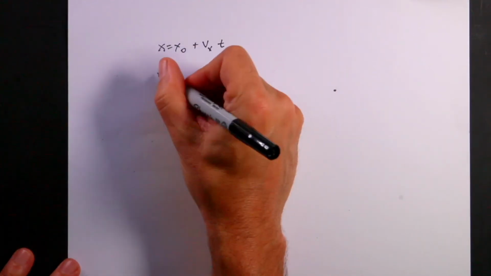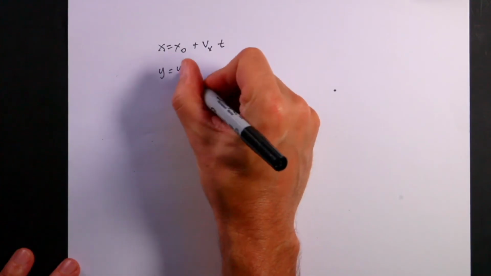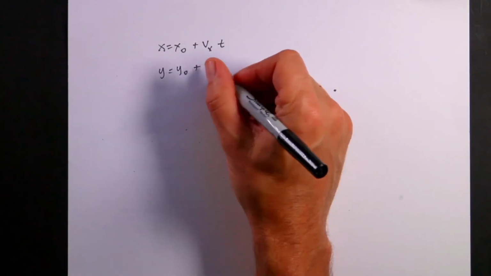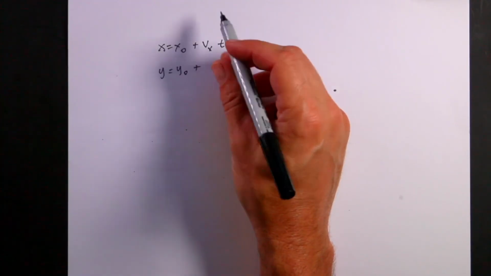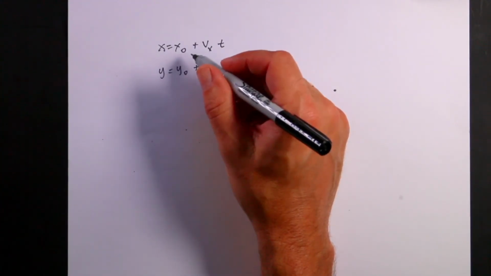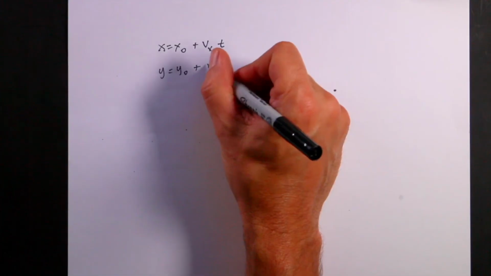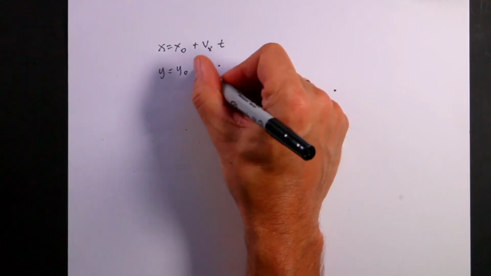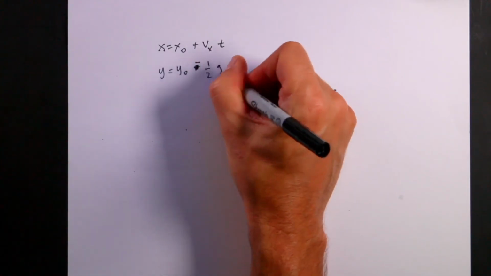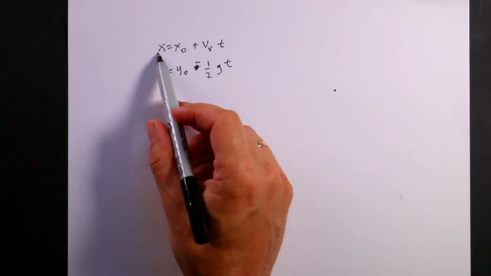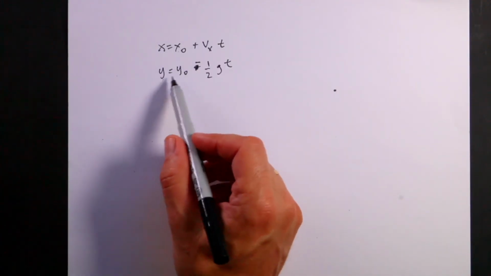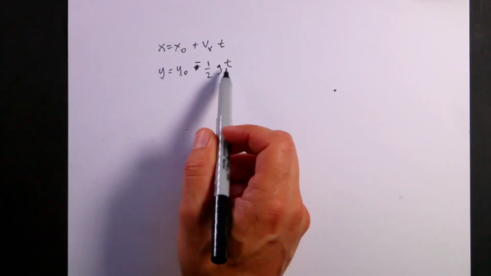This is an actual physics problem. Okay, there's one more thing in here. Let's just write this as a simpler version. So this is x0 plus vx times t. This one is y0 minus 1/2 gt squared.